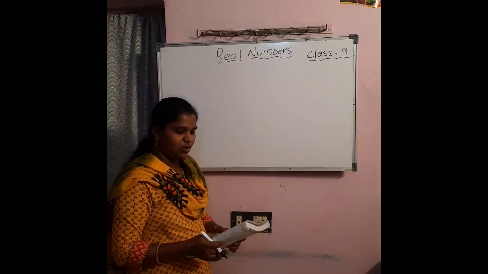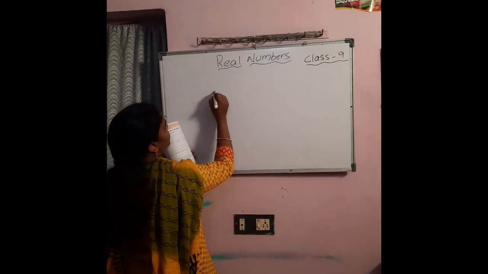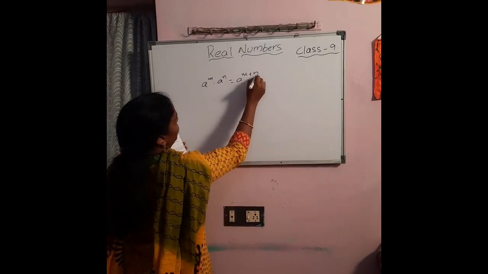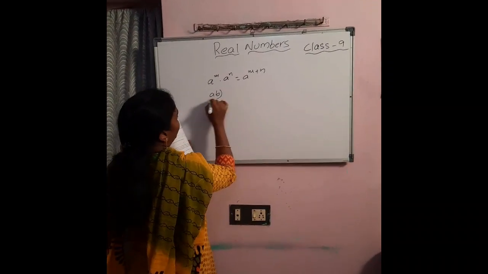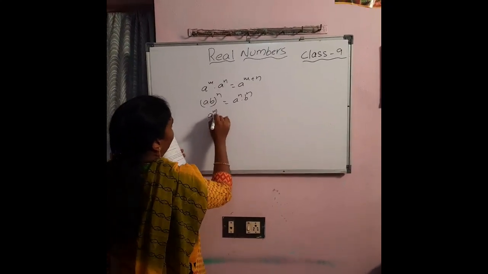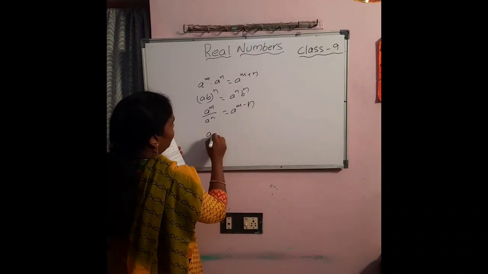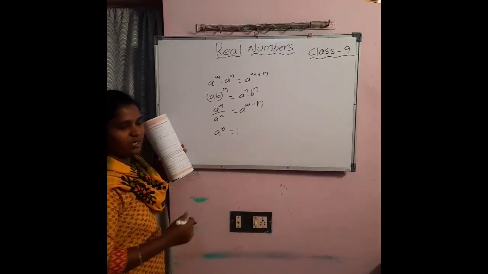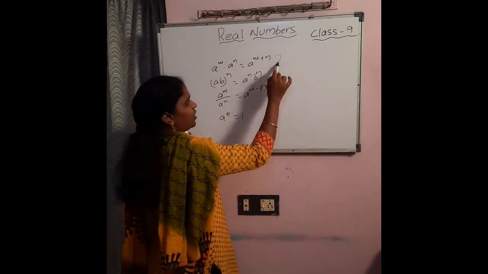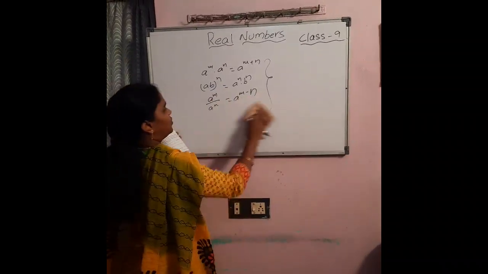Now let us apply the laws of exponents for real numbers. We have the laws of exponents: a power m into a power n can be written as a power m plus n, and ab whole power n can be written as a power n into b power n. A power m by a power n can be written as a power m minus n. Anything power 0 is 1. So we have many exponential forms. Let us apply these exponent forms to real numbers by taking some examples.